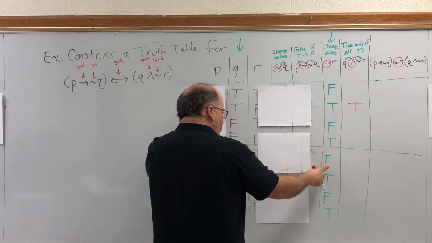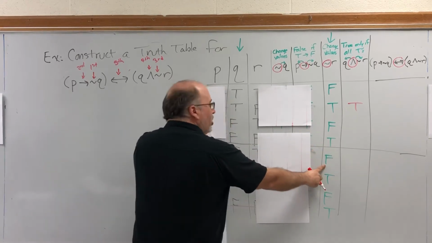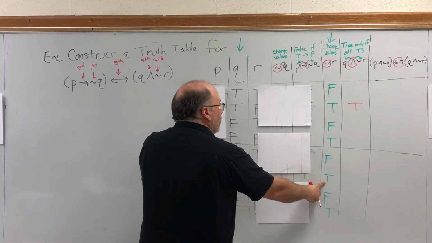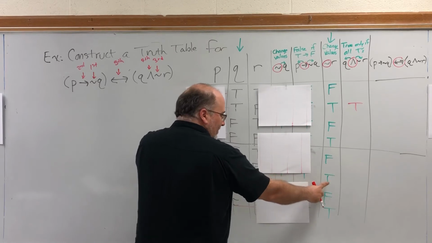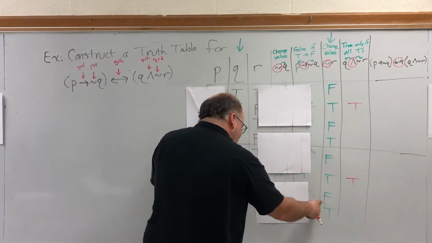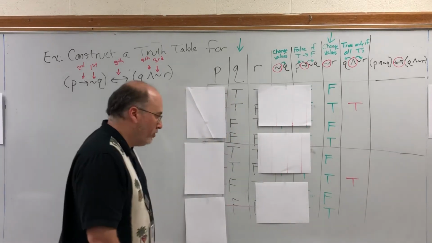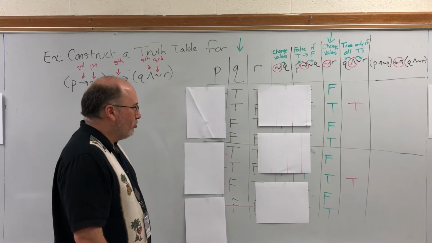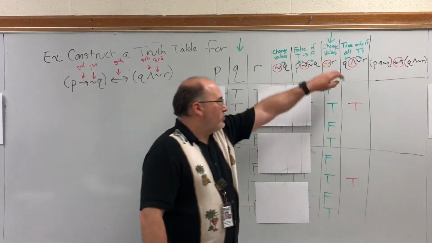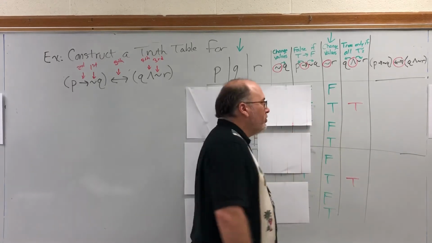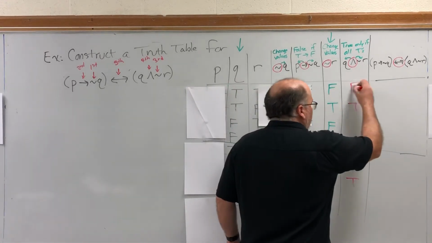No. Next row, are these all true? No. Next row, are these all true? Yes, the rule applies. True only if all T's. These are all T's, so I write true. And it's the only other one where they are all true, where the rule applies. So only the second and sixth rows obey this rule. So only the second and sixth rows are true, which means the remaining rows are false.